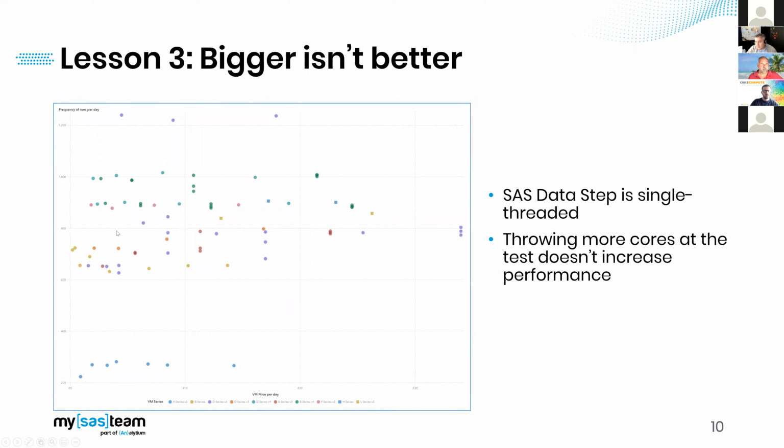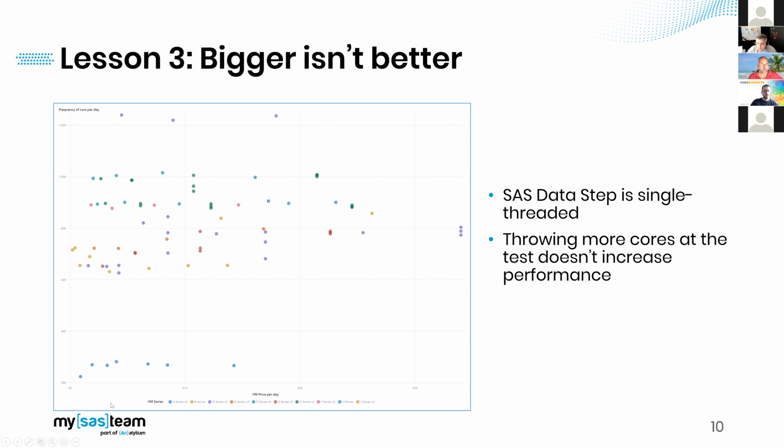The next one here: bigger isn't better. On this graph, you could see all the VMs that we tested. They are colored by series size. You see the DC machines on top, and because the SAS code, like a data step code, is single-threaded, throwing more CPU cores at it doesn't make any difference. Making the machine bigger doesn't make any difference. Various types of series perform similarly, but you will see some differences later on.